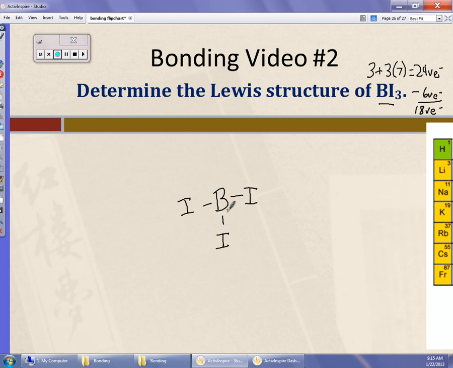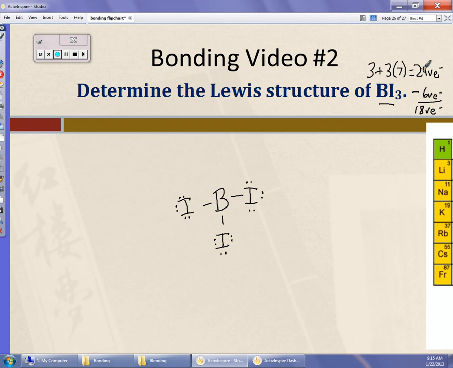Boron is done. Boron is able to make 3 bonds and 6 valence electrons. He is done. So the rest of the 18 are going to go around the iodines. 1, 2, 3, 4, 5, 6, 7, 8, 9, 10, 11, 12, 13, 14, 15, 16, 17, 18. Okay, you are now done, but you want to double check.